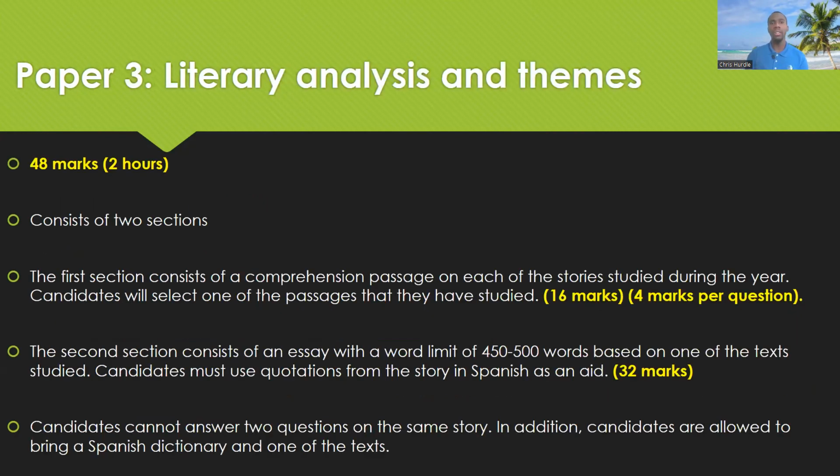Paper 3, literary analysis and themes. 48 marks, 2 hours long. It consists of 2 sections. The first section consists of a comprehension passage on each of the stories studied during the year. Candidates will select one of the passages that they have studied, right? And each question is worth 4 marks. So you have 4 questions.